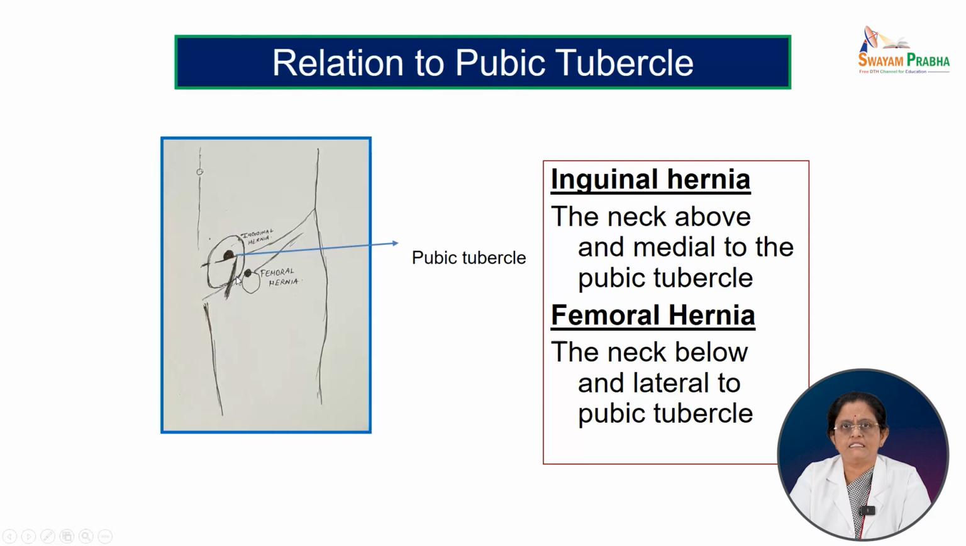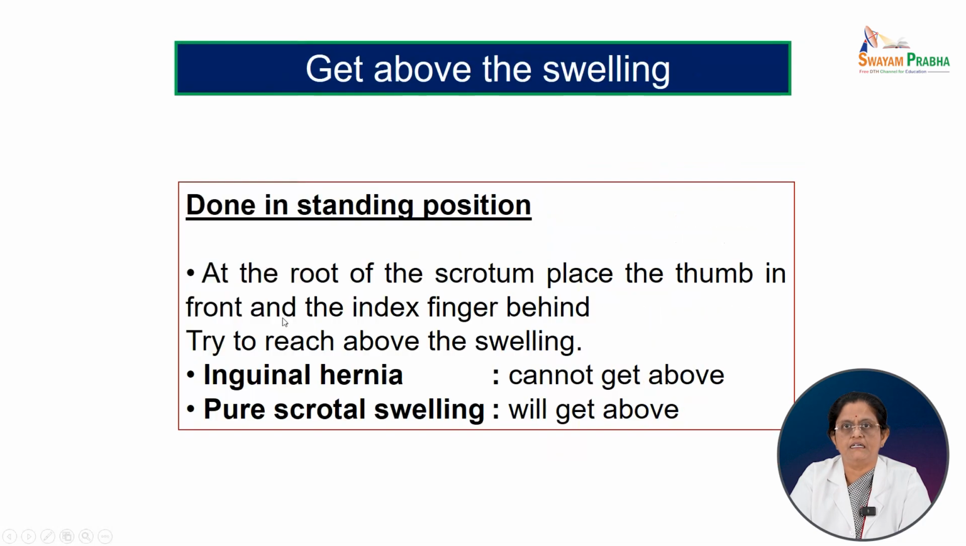If you look at this picture, this is the inguinal ligament, this is the midline and this is the umbilicus, this is the pubic crest and this is the pubic tubercle. The neck of the inguinal hernia is above and medial to the pubic tubercle. But in case of femoral hernia, the neck is below and lateral to the pubic tubercle, and this will be below the inguinal ligament. This is the relation to the pubic tubercle.